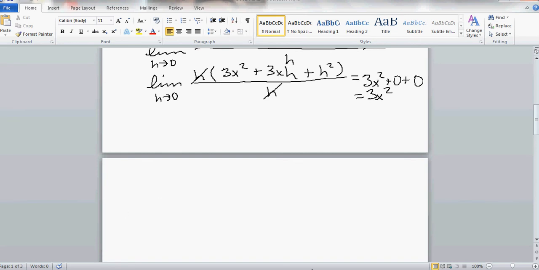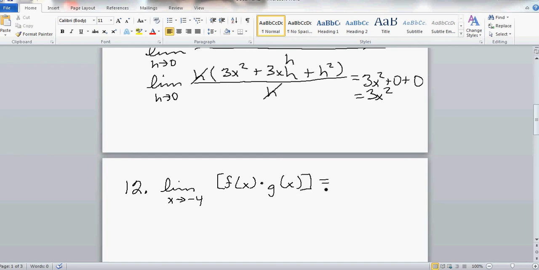Okay, let's look at example number 12. We're told that the limit as x approaches -4 of f of x equals -5, and the limit as x approaches -4 of g of x equals 3. And we are asked, what is the limit as x approaches -4 of f of x times g of x?